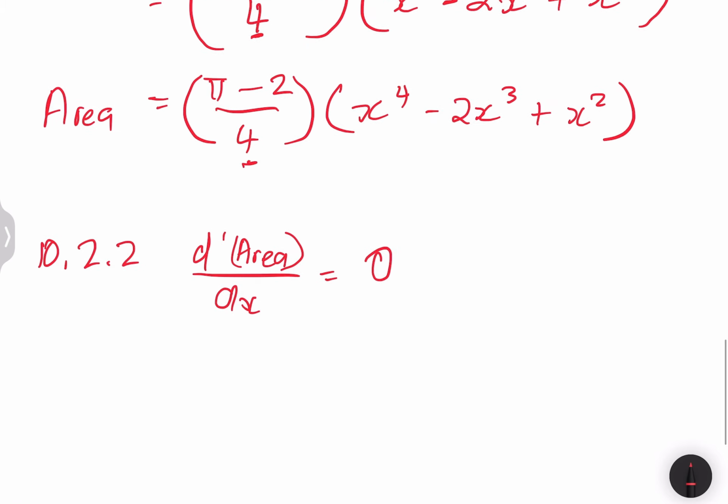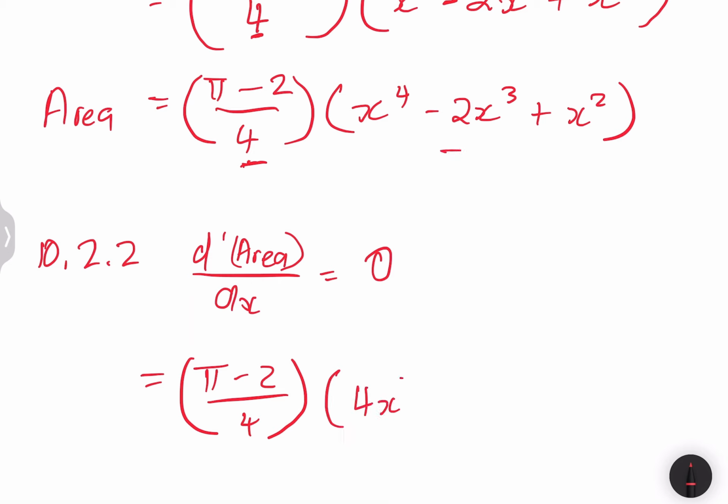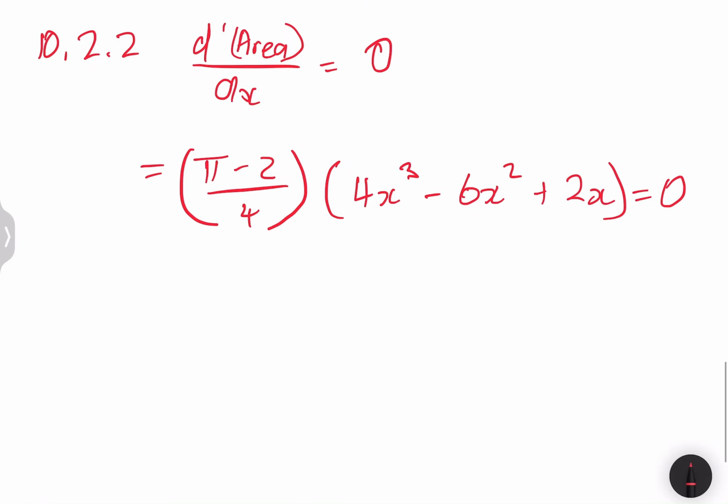In this case, I'm just going to keep that coefficient there. Remember, that's just a number. It's as good as having 3 or 2 or whatever. So that's (pi minus 2) over 4, right? Multiplied by the derivative of what's inside. So that's going to be 4x cubed minus 6x squared plus 2x, and this is equal to 0. Remember, we are maximizing in this case, so we take the derivative and make it equal to 0.